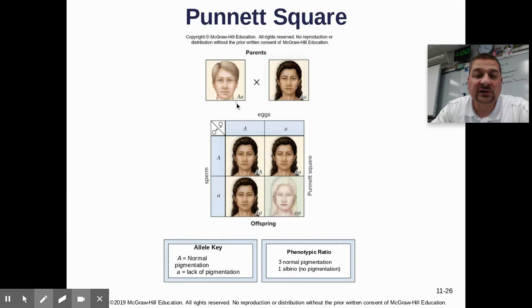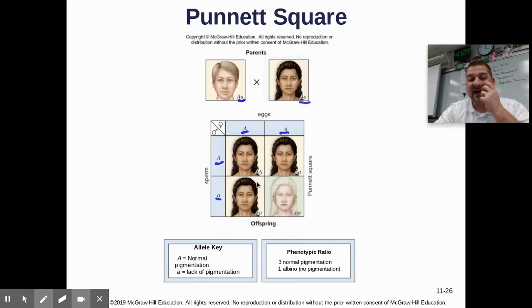We're just showing 2 parents that have big A, little a, big A, little a, with normal pigmentation and lack of pigmentation. So you have 2 parents with normal pigmentation; little a would be what we consider albino. You put the male, the sperm, down the side, so dad can pass on a big A or a little a. Mom can pass on a big A or a little a.